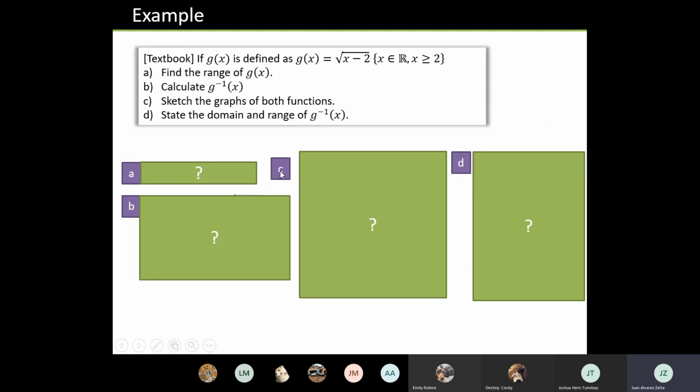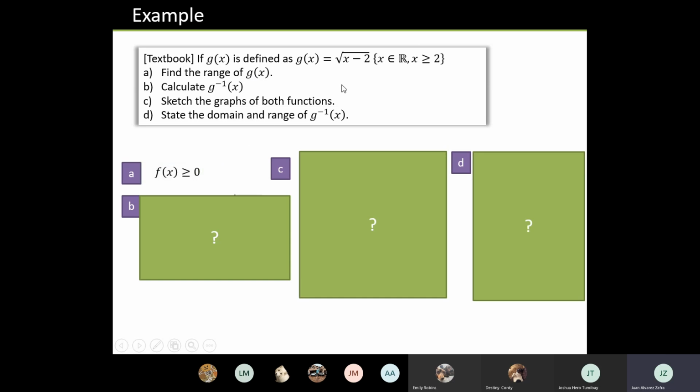So here's an example, and this will probably be near the end. We've got a function here, g of x is the square root of x minus 2, where x is any real, but x is greater than or equal to 2. We need that, so this is a function. This is a one-to-one function, that's great. G of x will be the range.